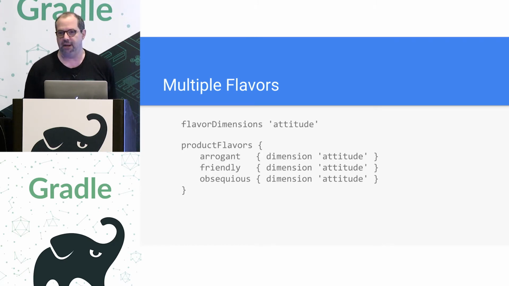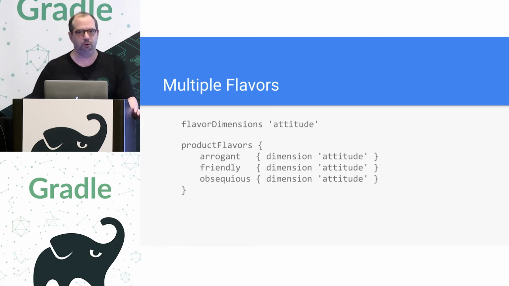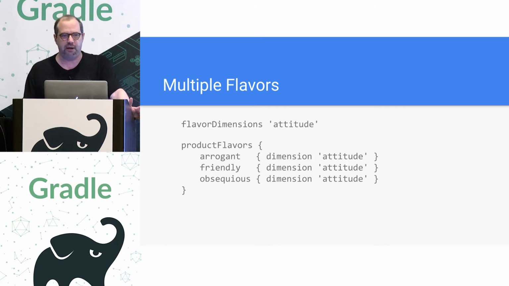So I picked the name attitude, because basically I'm interpreting flavor for mine to represent different clients, if you will. It's a different look and feel. It's the same app, just a different icon, different greeting string, that sort of thing. So there's my arrogant, friendly, and obsequious, and they each have different dimensions on them.